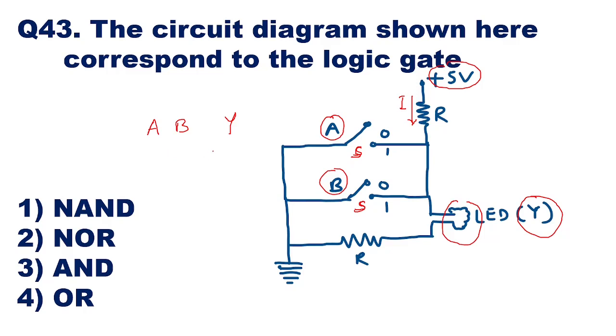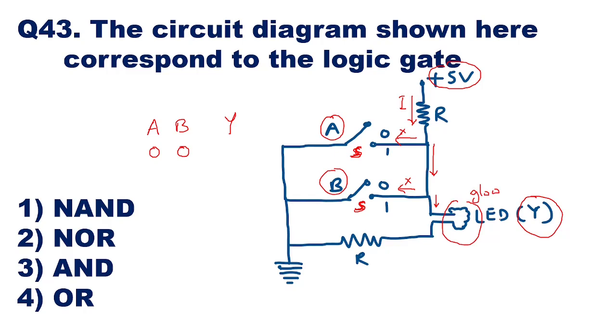So when the switches are open, what will happen? That is, both the inputs we can take as logic 0. This switch is open for A and this switch is open for B. When these switches are open, the current will not flow through them. The current is going to flow here, and in that case this LED will glow.